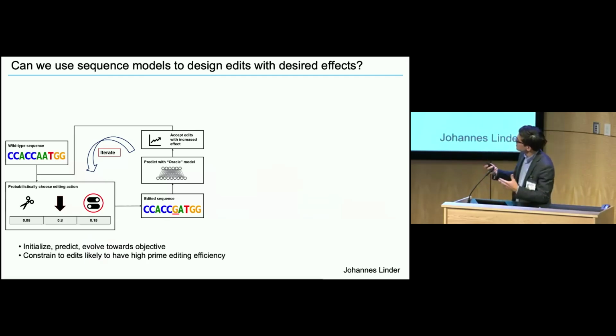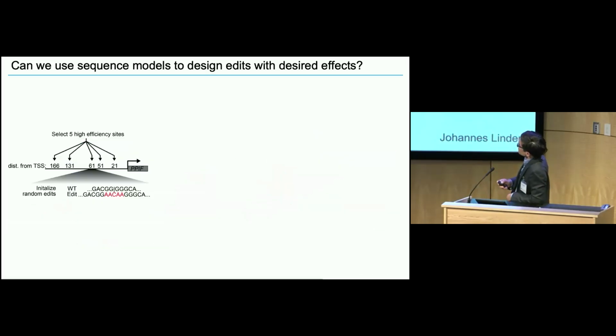The particular novelty of this approach is that we're using this iterative process, but also constraining it to only edits that should be efficiently delivered with prime editing. So instead of redesigning the entire promoter, we're only going to tweak a few bases here and there and see what we can do with very small edits that should be very efficient with prime editing.